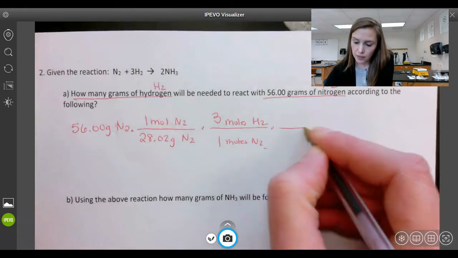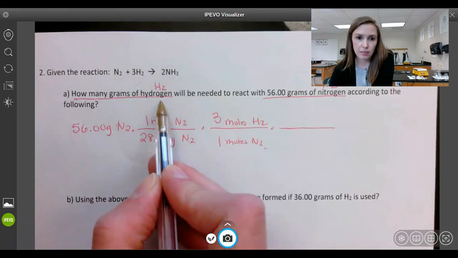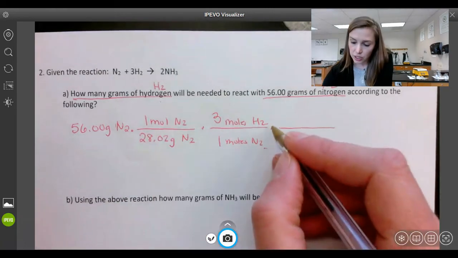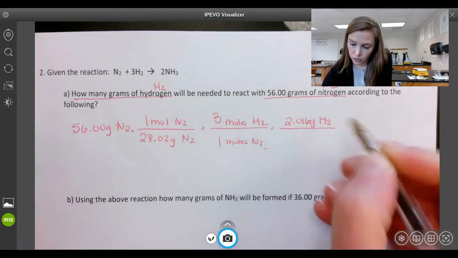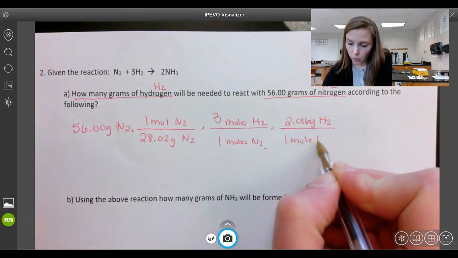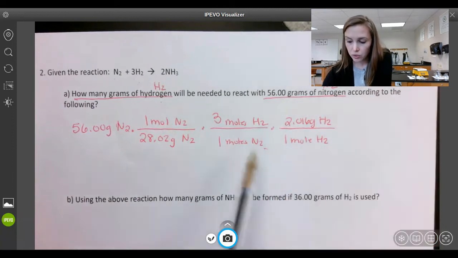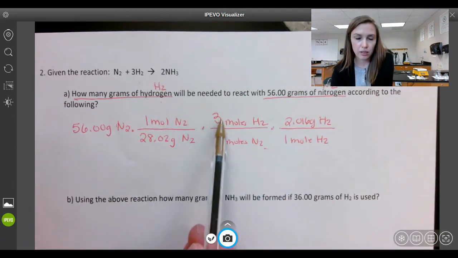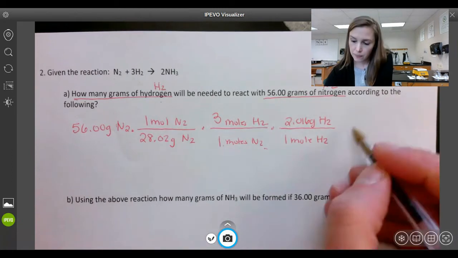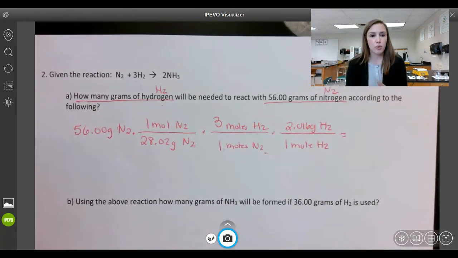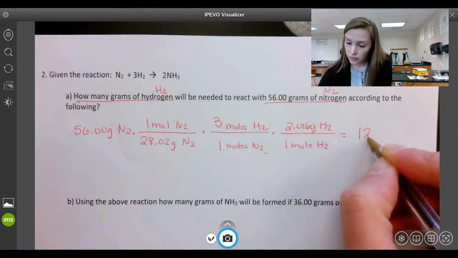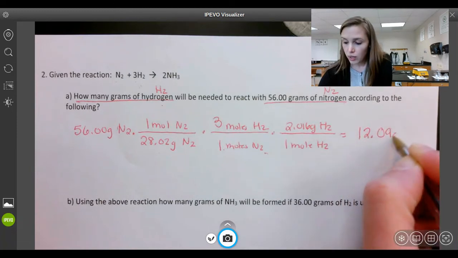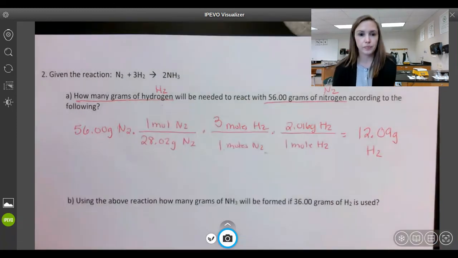Now that I'm in moles of H2, I want to get back to grams because that's the mass I'm interested in. Just make sure here that this 2.016 grams of H2 is always equivalent to 1 mole of H2. Remember, these have to be equal to each other. It doesn't matter that we had 3 moles up here. That's already taken care of in this step. And then that is our setup, going from grams of N2 to grams of H2. So we plug that in, and keeping the 4 sig figs, you should get 12.09 grams of H2.